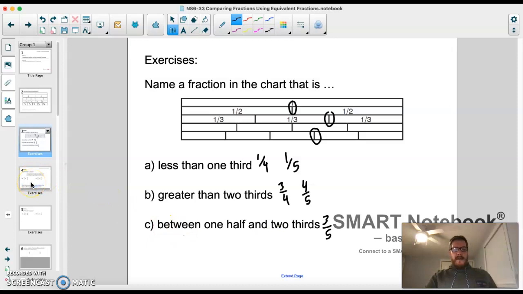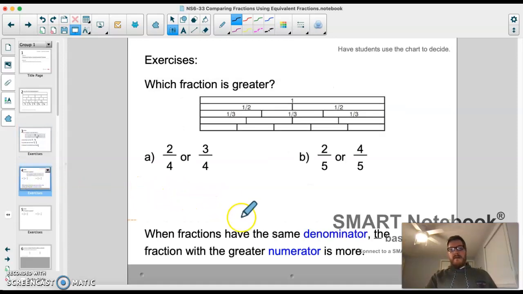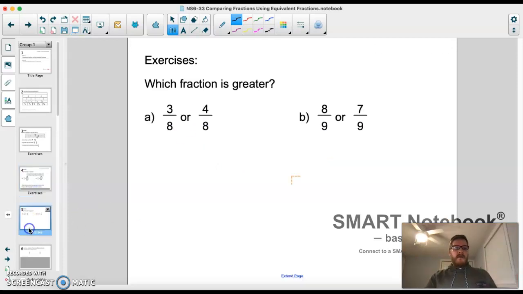Now what we're going to get a chance to do is move on to comparing fractions that have the same denominator. What we can see is when the fractions have the same denominator, the fraction with the greater numerator is more. So we would say that 3/4 is larger than 2/4, and 4/5 is bigger, again because the numerator is bigger. Then a little bit of extra practice. Look for the larger numerator, that's this one, and the larger numerator is this one, right?